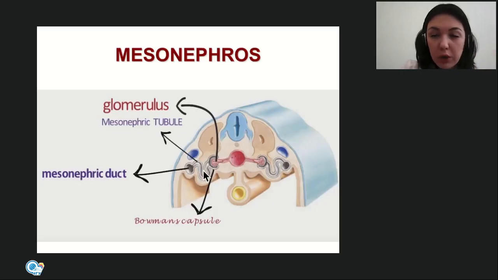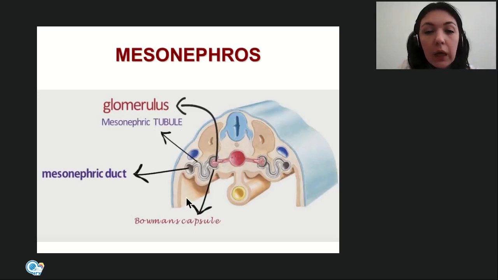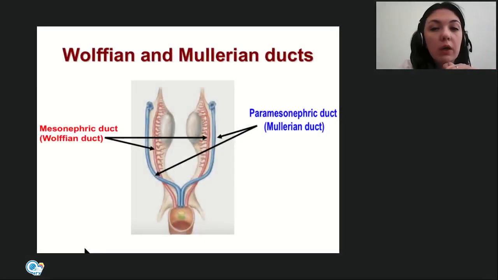There are about 40 from every side, and all of them open into the mesonephric duct. At the renal corpuscle, which is formed by the glomerulus and Bowman's capsule, filtration takes place, so production of urine starts. But as we have said, mesonephros also degenerates. So these mesonephric tubules degenerate, but the duct stays. And this duct, according to the name of the scientist who discovered it, is known as the Wolffian duct.